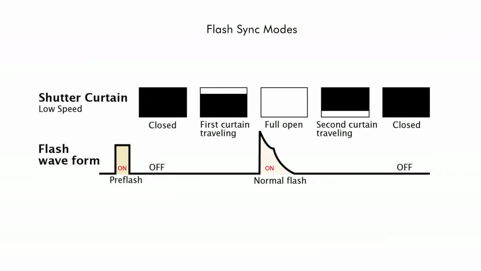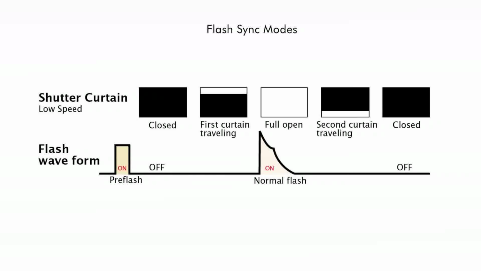Flash sync modes determine at what point during the movement of the shutter curtains your camera fires the flash. The shutter of a modern DSLR is made up of 2 metal curtains. When you press the shutter release button, the first curtain opens to expose the sensor to light. The second curtain then follows the first curtain and closes to end the exposure. The time between the opening of the first curtain and the closing of the second curtain is the shutter speed.